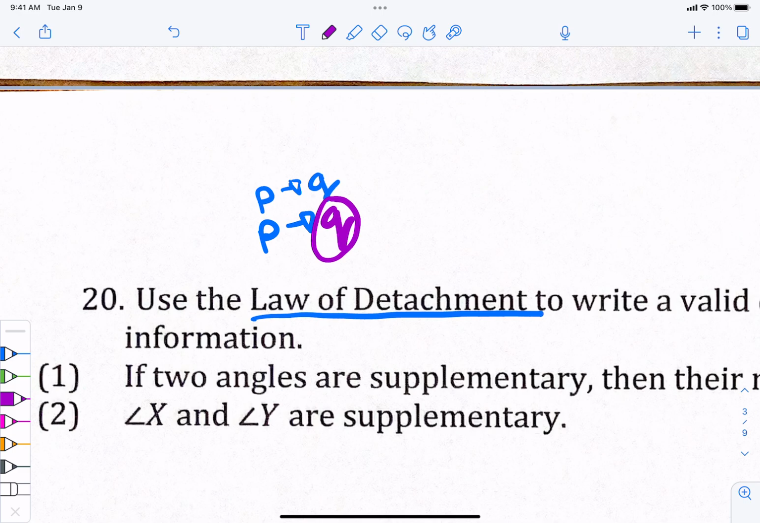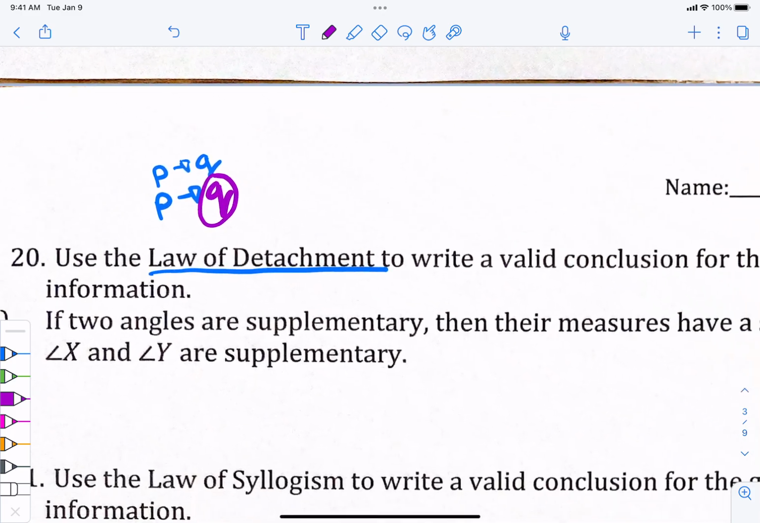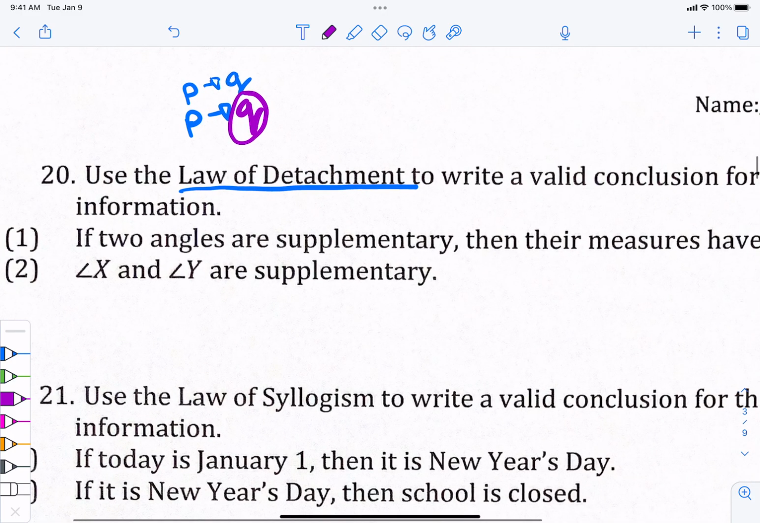So if it is raining, I will bring an umbrella. It is raining today, therefore I will bring an umbrella, right? Like it's just saying the same thing over again, okay? That's the pattern for the law of detachment: P implies Q, P, okay?